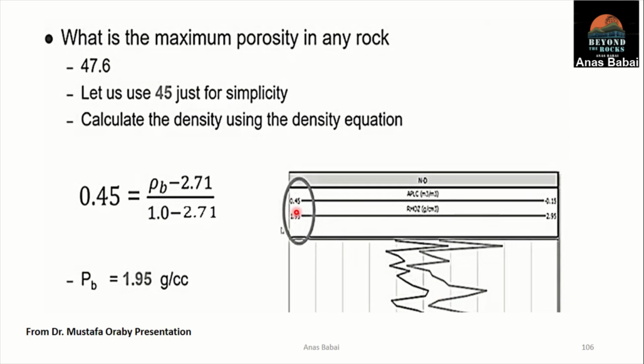Now, let's see how this consistency in the scale is calculated, like why they put 1.95 for 45% porosity, and why they put 2.95 as an equivalent for minus 15 porosity. We know that the maximum porosity that we can get is 47.6%, which is related to the cubic arrangement, as we already mentioned. But let us use 45 for simplicity, and we calculate the rho bulk, which is the bulk density in this case. We will find that it's equal to 1.95. So the bulk density, which corresponds to 45% porosity, is actually 1.95 gram per centimeter cubed.